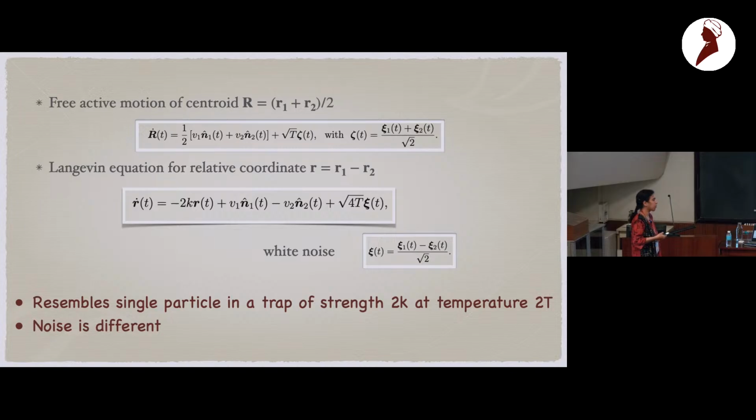Because it's harmonic, the equations are linear, so this is a very simple equation. This resembles the motion of one active particle in a trap of strength 2K. There is an effective temperature which is 2T. But there are these active noise terms which are very different from one single active particle. Now I have a difference of two active noises, and as we will show, this actually makes a big difference in the behavior of this coordinate with respect to a single particle in a trap.